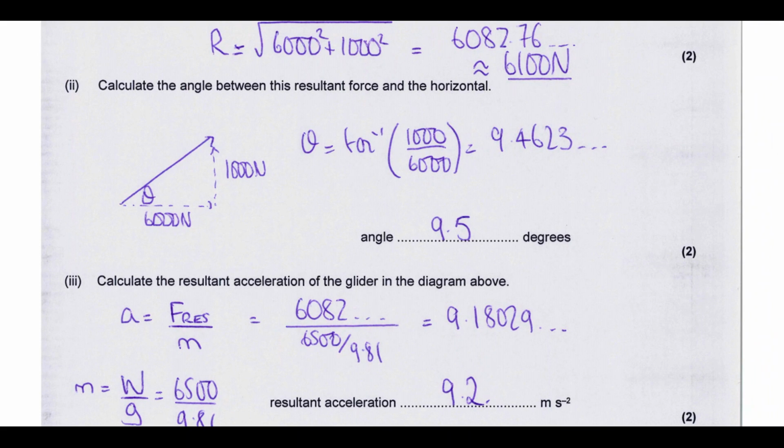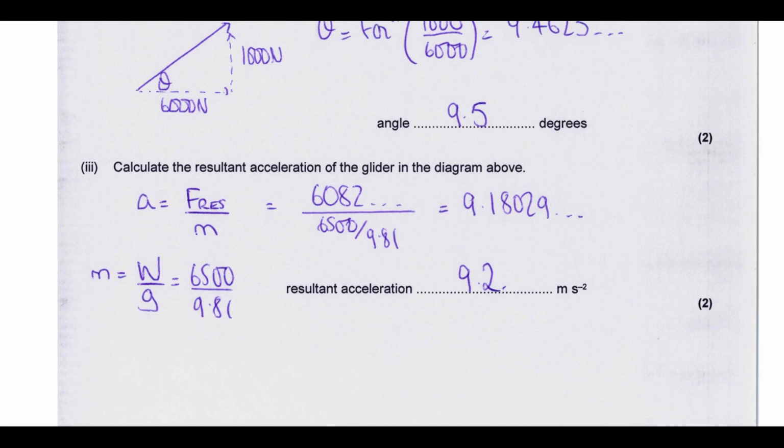We want to find the angle between this resultant force and the horizontal. So you can use sine or cosine, but given the values you've been given, it's much easier to use tan. So if we want tan of theta, that's going to be the opposite divided by the adjacent, giving us a value of 9.4623, and so on. You could give this to 4 significant figures, because you can assume that these are 4 significant figure numbers if you want to, or you can give it to 2 if you assume that these are essentially 1 significant figure. So either of those was acceptable.